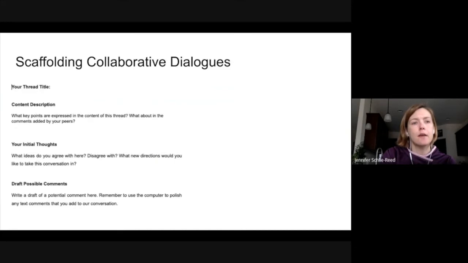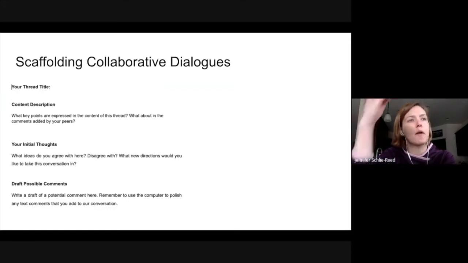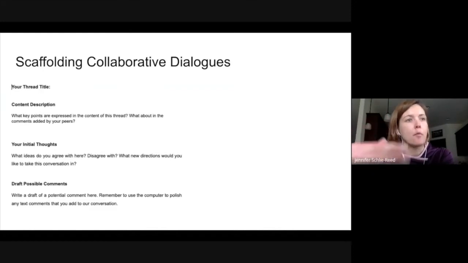Other things to think about as well is the importance of scaffolding those collaborative dialogues. So what are your initial thoughts? And then draft a possible comment. I love this structure. This kind of reminds me of what we were talking about with that New York Times Flipgrid example with 4th grade, where it really forces students to think about where they're at. What is it that they're going to talk about and describe? What are their initial thoughts? But now, what is your comment that you're actually going to post in Google Classroom?